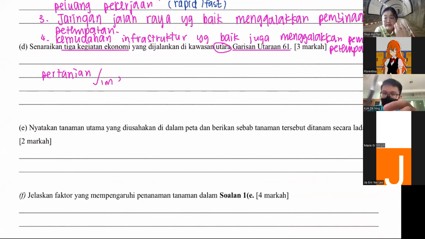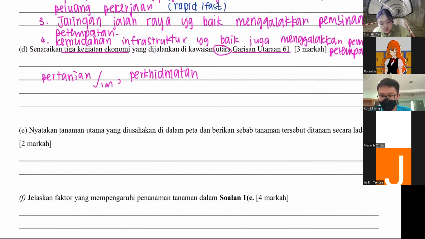Okay. But you see housing area, right? Normally near your housing area, you will have what? Shops. Okay, because of shops. Shops doing what? Selling you things. Perkhidmatan, services. Or even you want to write perniagaan, can or not? Can. Business.